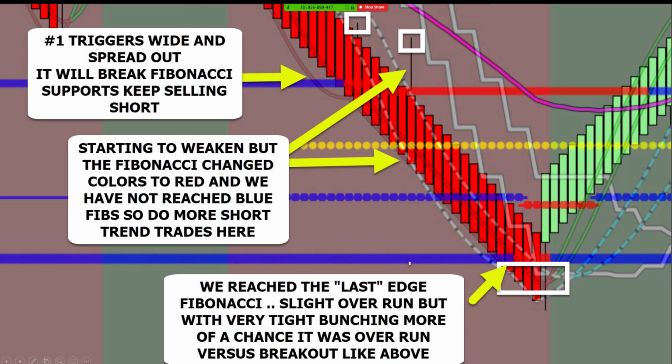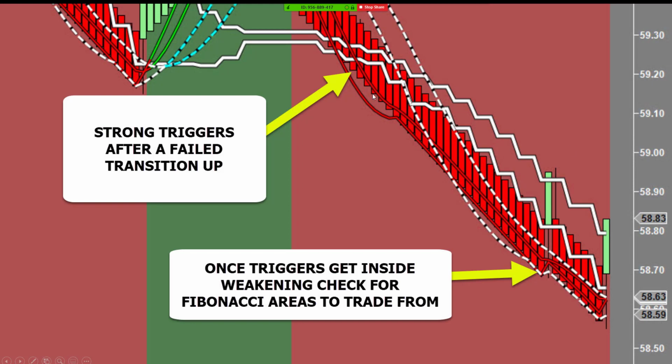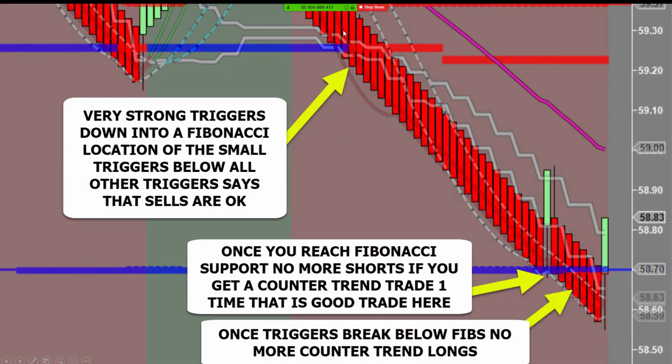Again, I'll let you go in and we'll read through the rules, but again, I want you to see the consistency at which we teach. Triggers get below, we'll go short. Triggers get inside, we'll stop going short. So watch, add the fibs to it. Triggers past the fibs, you're going short on a retracement. Target is Fibonacci support. When the triggers don't break support, we stop going short.